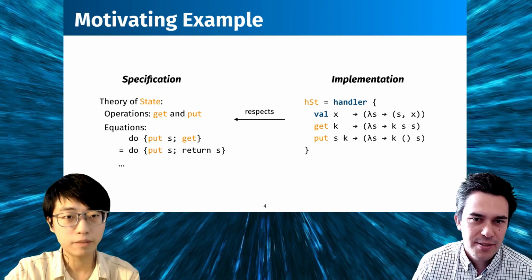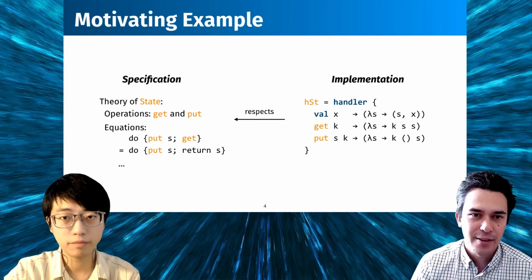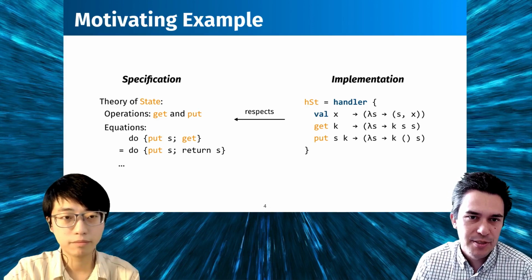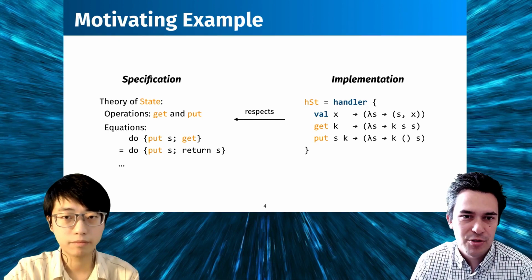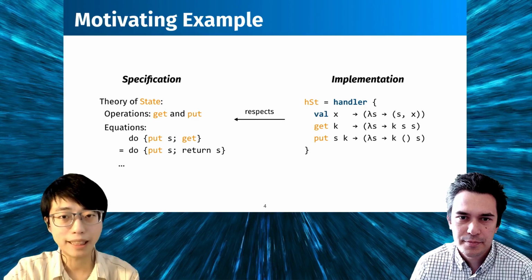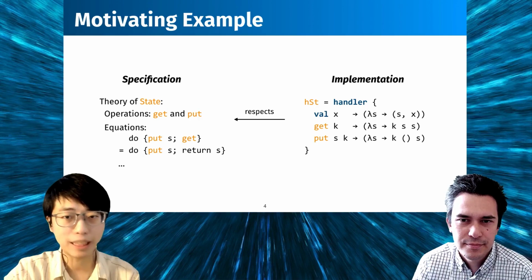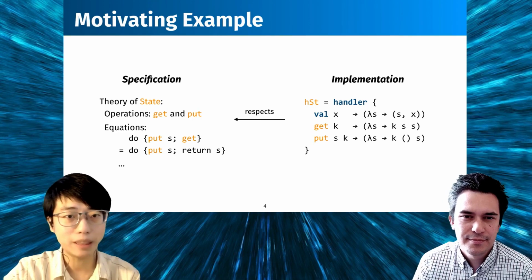First, the code HST on the right-hand side of this slide is a standard handler for the effect of mutable state using state passing functions, implementing two operations, get and put, that read or write the mutable state respectively. Yep, and there's a theory of mutable state, which has a number of equations specifying the behaviors of put and get. For example, like the one on the left side of the slide, saying that writing S into the state and immediately reading the state results in S.